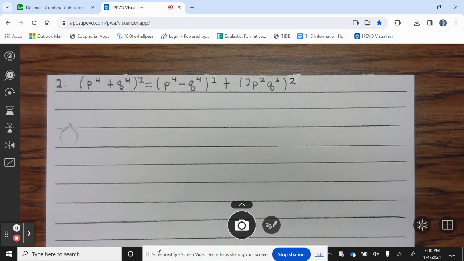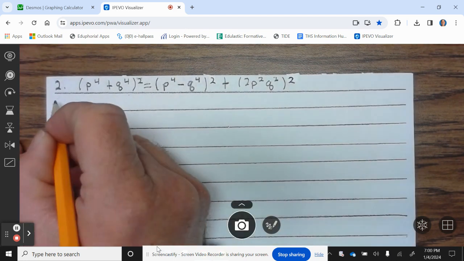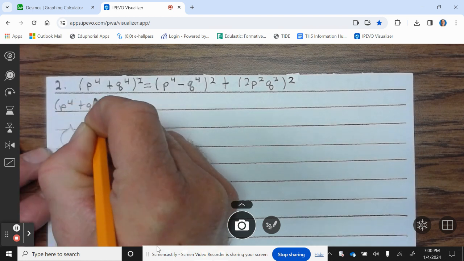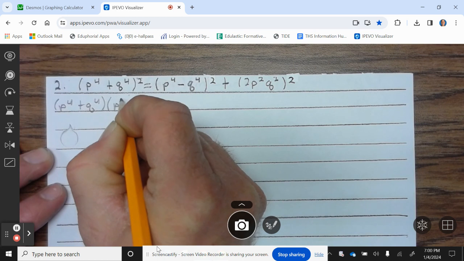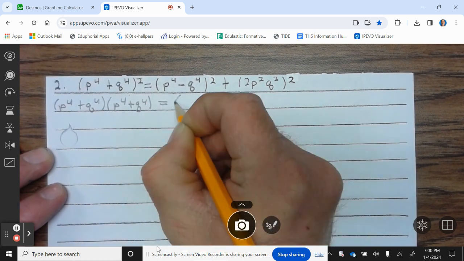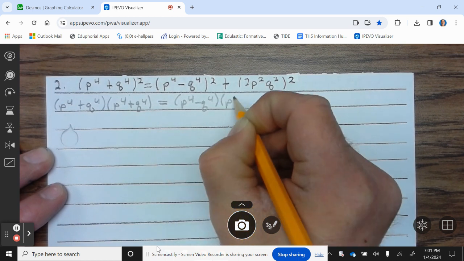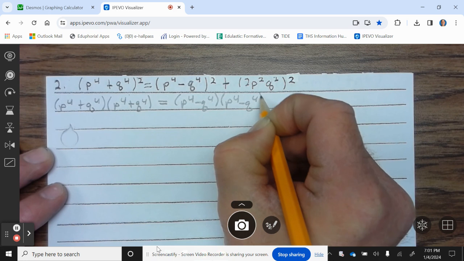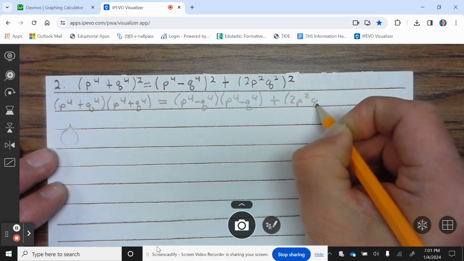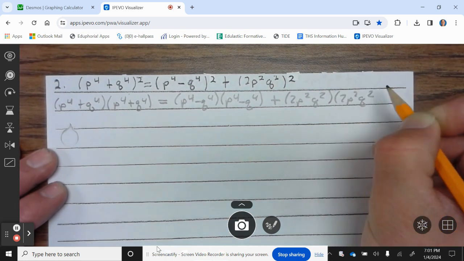All right, we need to verify that the left side is equivalent to the right side. So we need to FOIL the left side and the right side. So this becomes P to the fourth plus Q to the fourth times P to the fourth plus Q to the fourth equals P to the fourth minus Q to the fourth times P to the fourth minus Q to the fourth plus 2P squared Q squared times 2P squared Q squared.